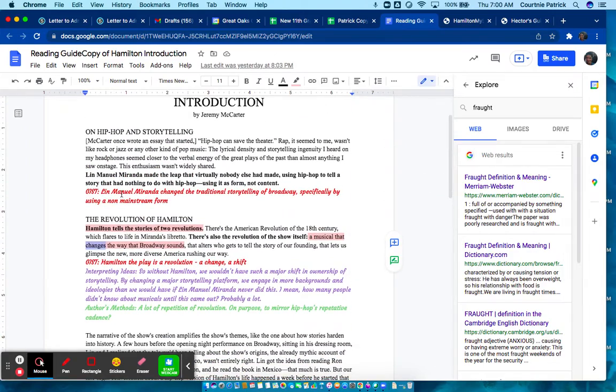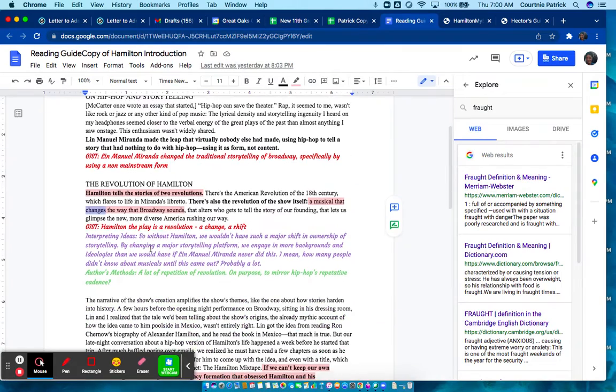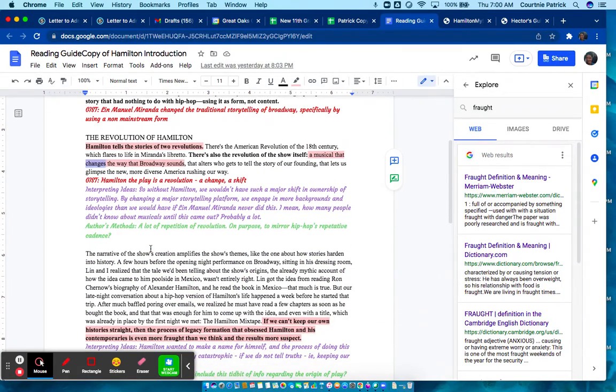As you can see, I also have a little gist at the end of different sections in red. And then interpreting ideas sounds a lot like class discussions, as I said, right? So in this section, just jotting down, without Hamilton, we wouldn't have a major shift in ownership of storytelling. By changing a major storytelling platform, we engage in more backgrounds and ideologies than we would have if Lin-Manuel Miranda never did this. I mean, how many people didn't know about musicals until this came out? Probably a lot, right? So I'm kind of like talking to myself.